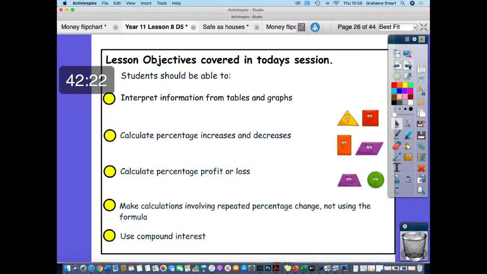So, lesson objectives today. The first three are the same as from the previous session, but we've added an extra two. I'll go through them all. The first one is to interpret information from tables and graphs. We're going to calculate percentage increases and decreases, calculate percentage profit or loss, make calculations involving repeated percentage change, not using the formulae, and using compound interest. All of those things we're going to attempt to cover in this session.